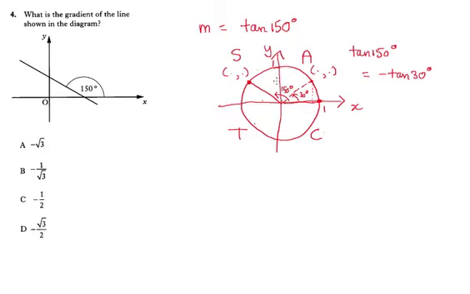150 degrees is a second quadrant angle. The tan must be negative. And how far do we go to 180? 30 degrees. So the tan of 150 will be the same as tan 30 numerically. The sign will be different. We have to put a negative in there. So we've reached a slightly different problem. We need to now work out what the tan of 30 is.